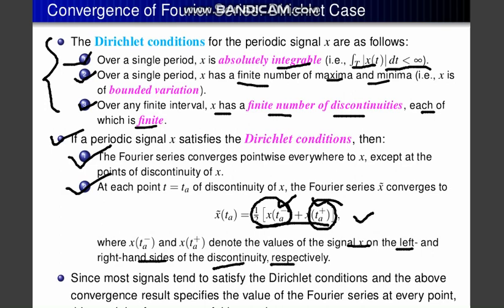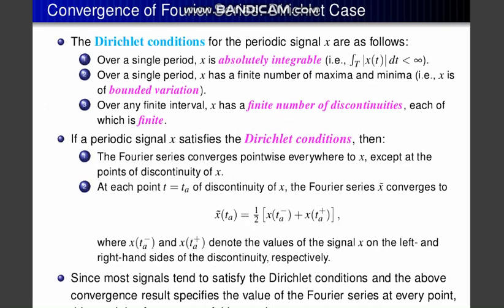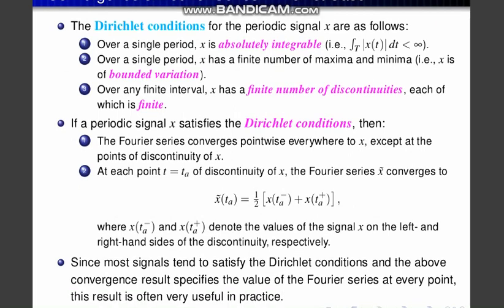That is the Dirichlet condition. You have to find a way to make it a bounded variation. Dirichlet means to make things bounded. Since most signals tend to satisfy the Dirichlet conditions, and the above convergence result specifies the value of the Fourier series at every point, this is often very useful in practice.